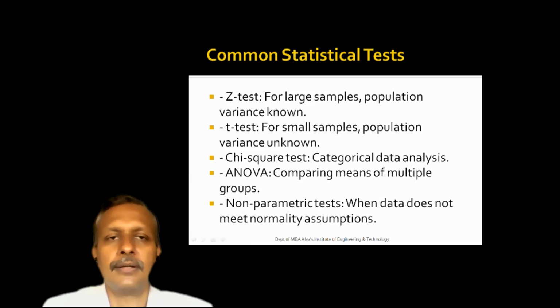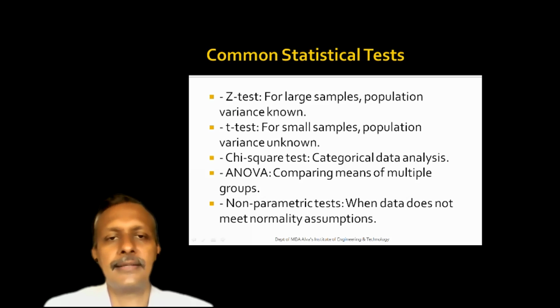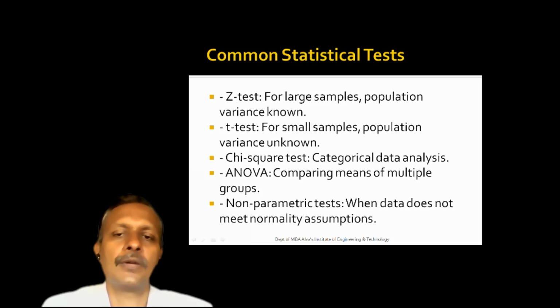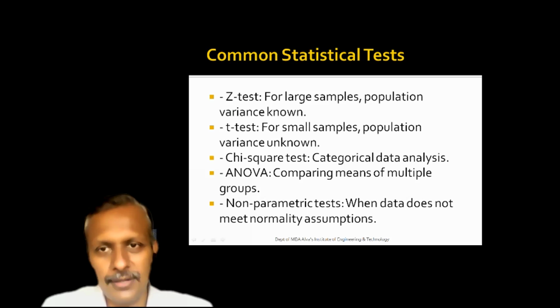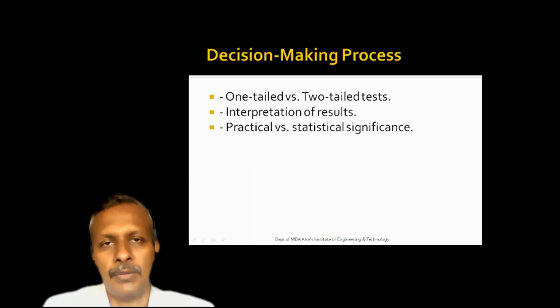The common statistical tests which are used are Z-test, t-test, chi-square test, ANOVA, and non-parametric tests. These are used for different types of samples. When we have large samples, we use the Z-test, and for small samples, we use the t-test, or when the population variance is unknown. The chi-square test is used for categorical data, when we do not have numerical data. And the non-parametric test is used when data does not meet normality assumptions.